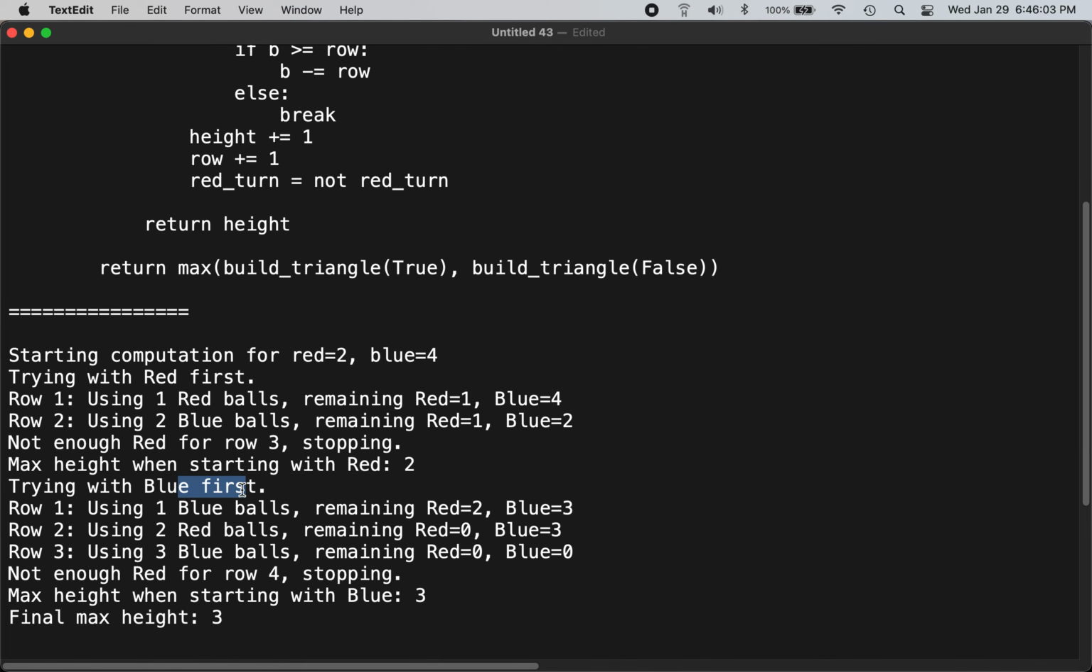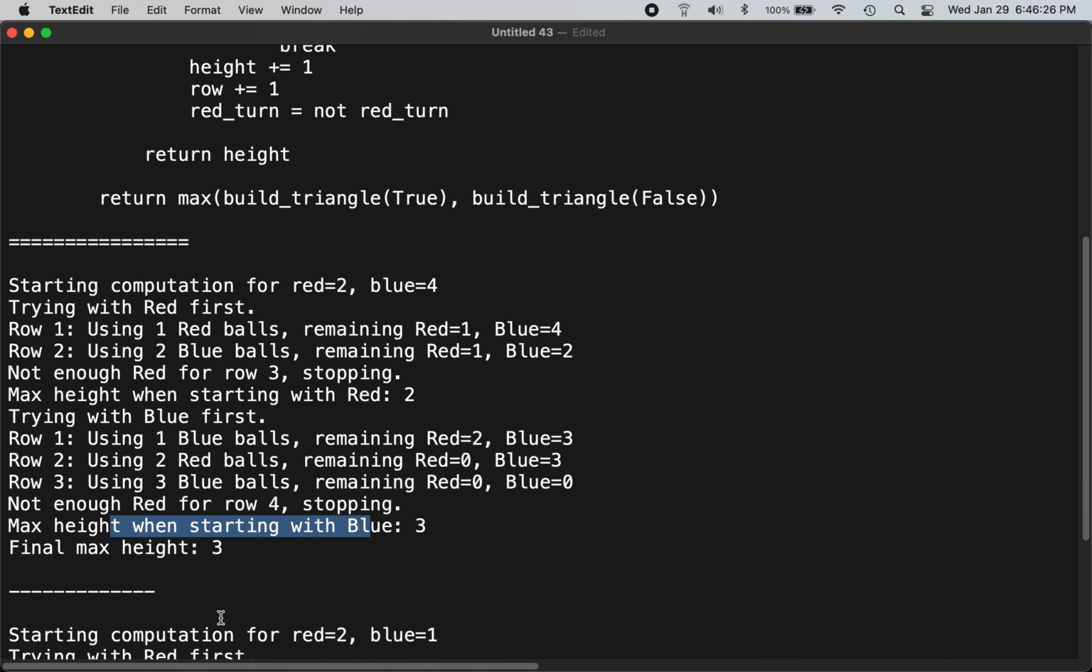But if you start with blue balls, you start off with 1 blue ball, then red and blue are 2 and 3, then you use 2 red balls and it becomes 0 and 3, and then you use 3 blue balls, and then not enough reds for row 4, and so the maximum height is 3. See, it is different, so it does matter whether you start off with red or blue.